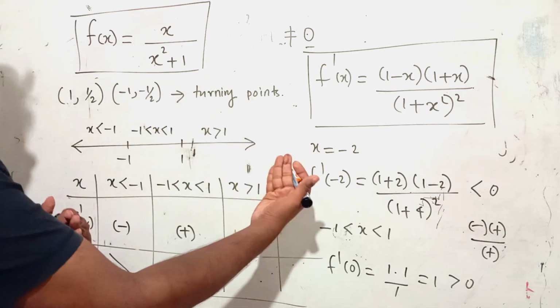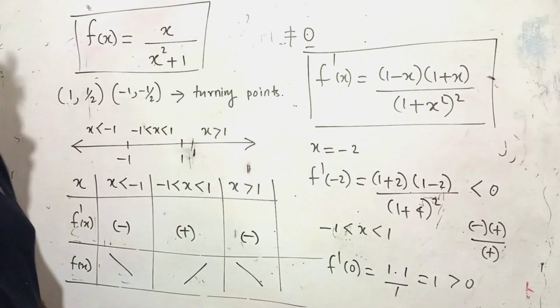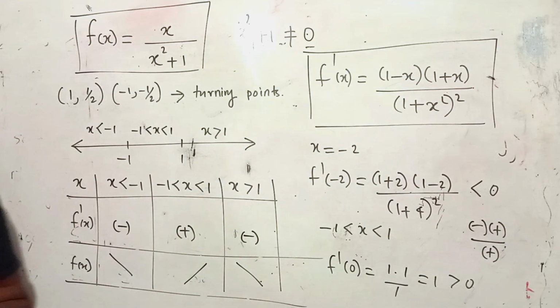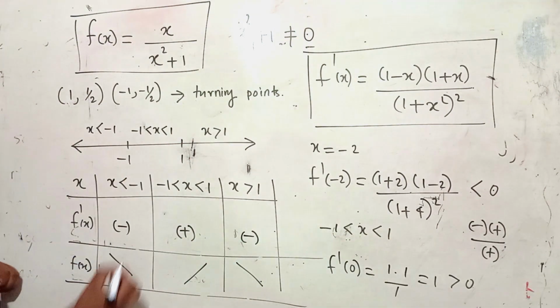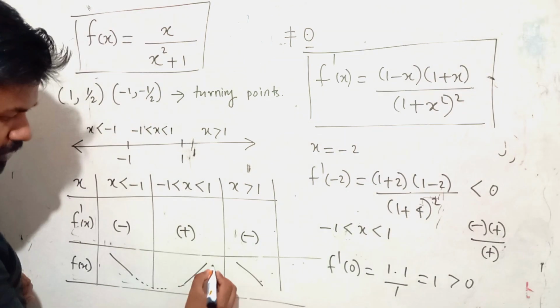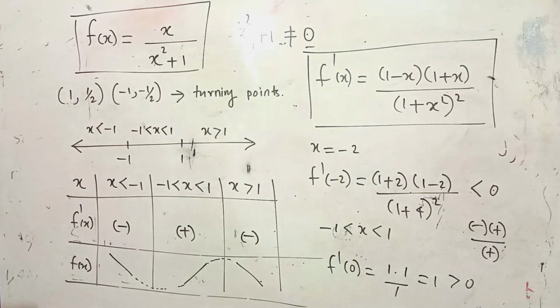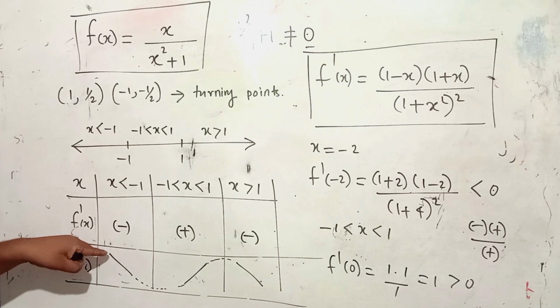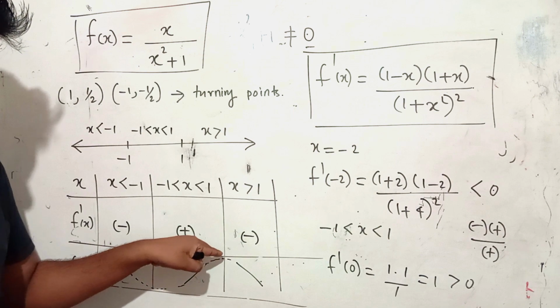So when x is greater than 1, f dash is negative, which means in this region f(x), or y, will decrease with x. This gives you the basic shape of the graph. When x is equal to minus 1, the graph will have a minimum point. When x is equal to 1, the graph will have a maximum point. So you're going to get a graph like this. When x increases, it'll go down, it'll have a minimum point, it'll come up, it'll have a maximum point, and it'll go down.